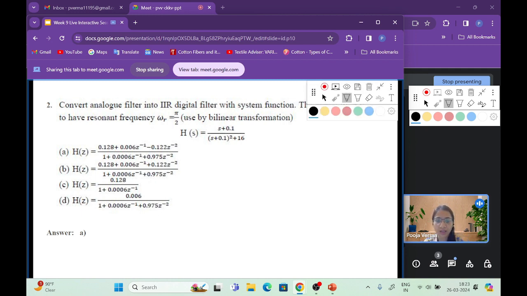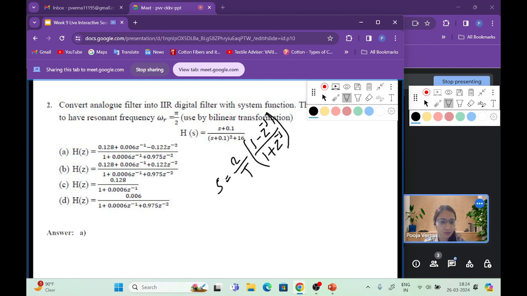So for bilinear transformation, analog to digital domain conversion, as we know, the formula is s is equal to 2 by T times (1 minus z inverse) divided by (1 plus z inverse), right? So we have to put this in place of s in order to convert into the z domain.